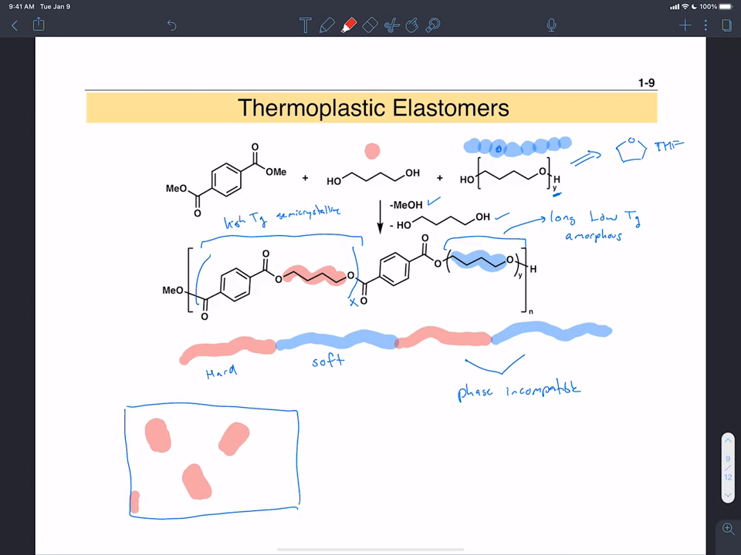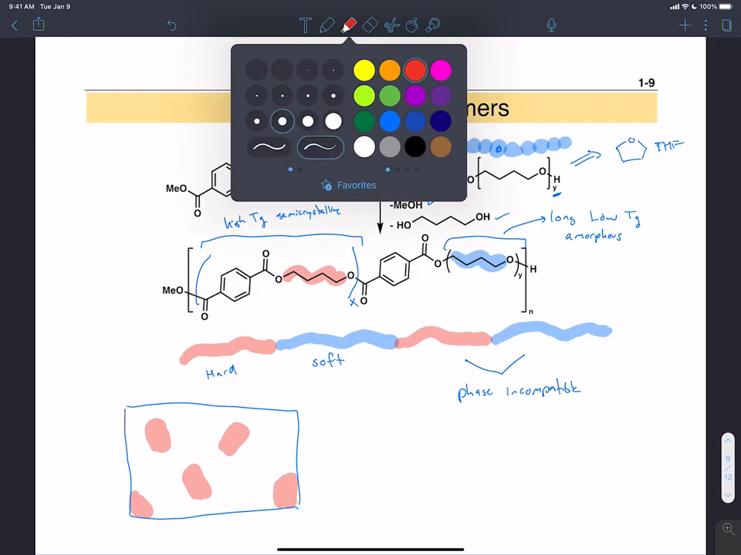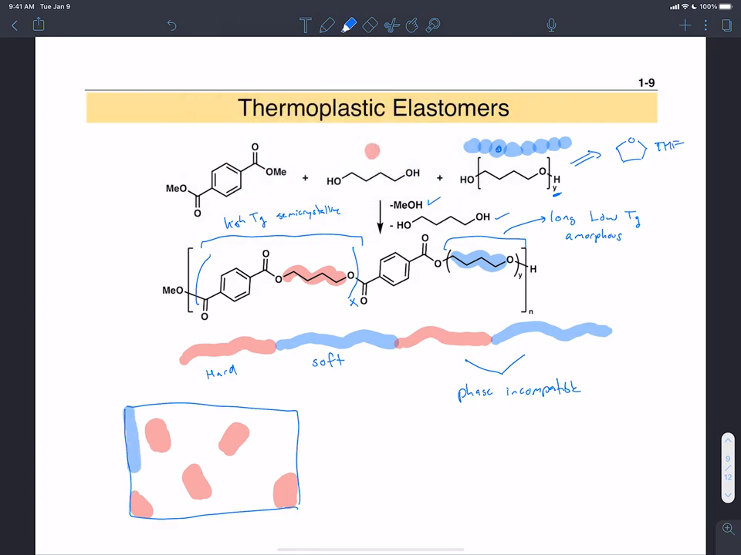And they will be kind of localized all by themselves. And they're going to be surrounded by this blue matrix. And this blue matrix is now going to be quite soft. They're going to surround, encapsulate all of the red hard domains. And this has an interesting consequence on the overall material properties.